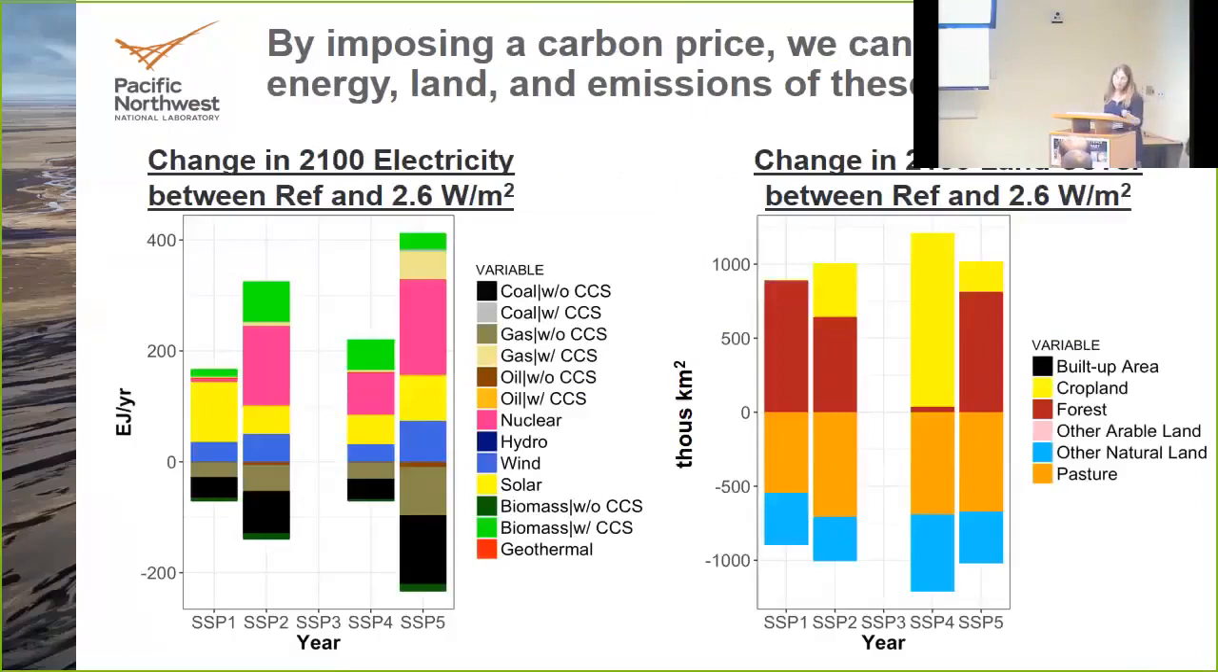The same thing happens on the land system. Here, what you do with land under a carbon price depends a little bit on how you've structured the incentives. And so in three of these worlds, we end up increasing forest cover because it's a way of reducing carbon emissions. In the fourth world, where you see a big cropland expansion, that's where we've introduced bioenergy. And so we're using the land for bioenergy instead of forests there. And so you get these different incentives.